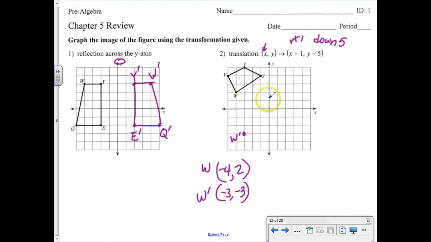But here's my new W. Your new V goes to the right 1, 1, 2, 3, 4, 5. Here's your new V, V prime. Make sure you label it with that little hash mark there.